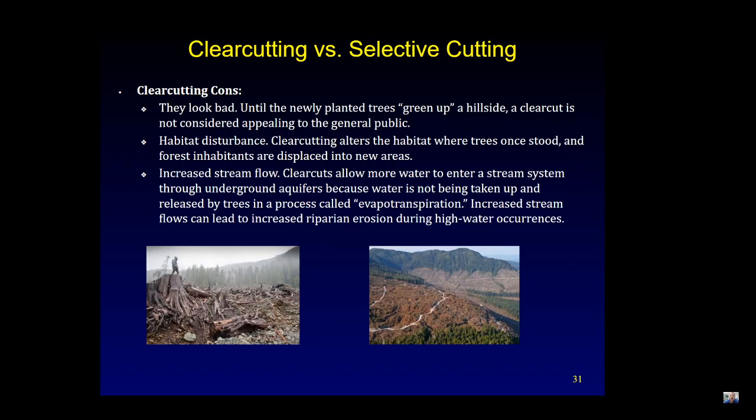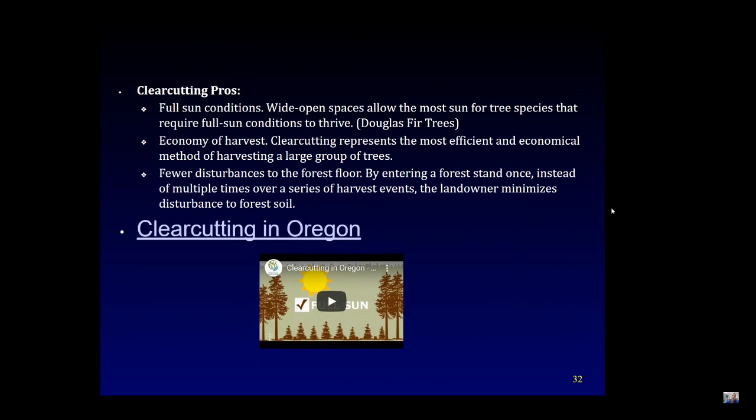because now it's raining. But do know that, when it comes to clear cutting pros, we completely clear out an area where new life can then form very rapidly because it has full sun conditions. Wide open spaces allow the most sun for tree species that require full sun conditions to thrive. It's easier for us to go harvest them, right? To clear cut, you go into an area and cut everything down. You don't have to keep coming back and forth if you're just cutting a tree here and there. And then there are fewer disturbances to the forest floor. The disturbance happens once, and then you let it grow, so it's really just one time. And please watch that video on clear cutting in Oregon for me.